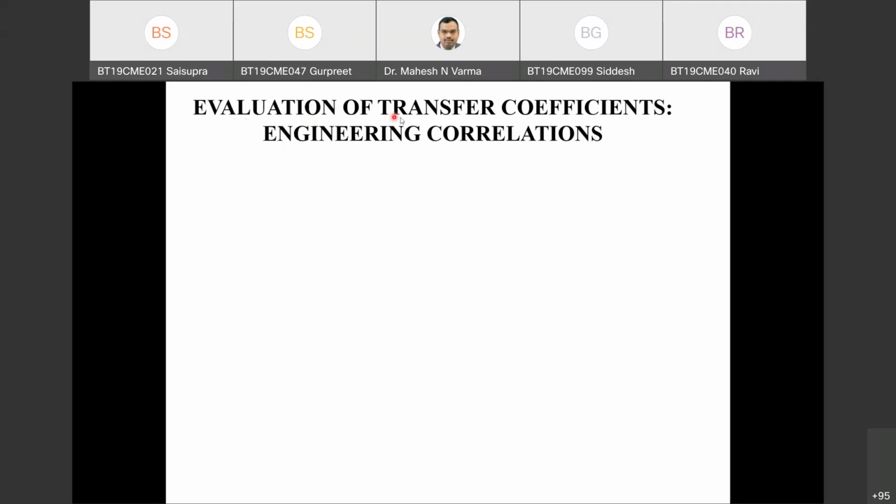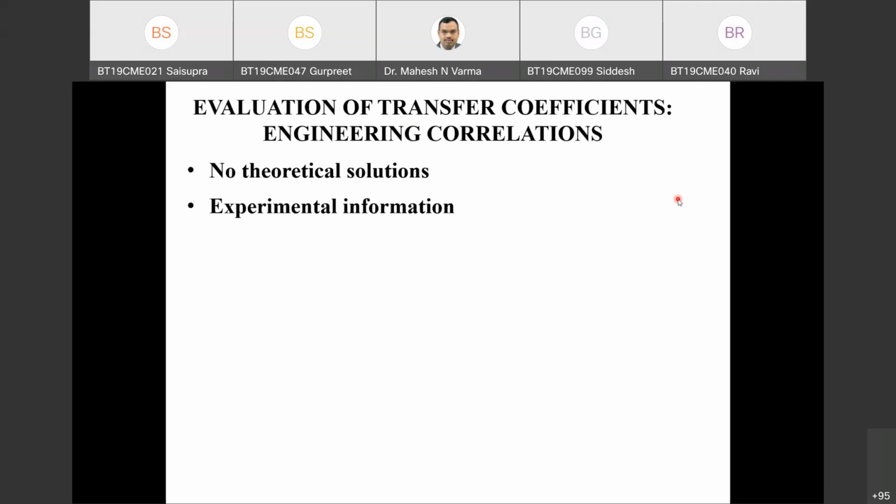So this is called evaluation of transfer coefficients, and these are all engineering correlations. It is not a theoretically derived equation. These are experimentally observed equations put into model form. That's all. There is no theoretical solution available for getting the value of the heat transfer coefficient, mass transfer coefficient, and friction factor. These are termed transfer coefficients. No theoretical solutions are available. We need to rely on experimental information only.